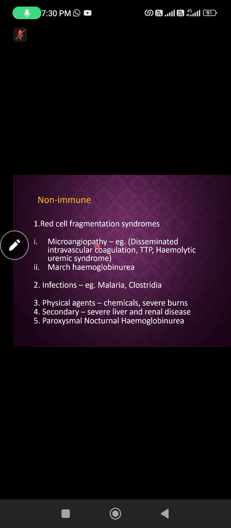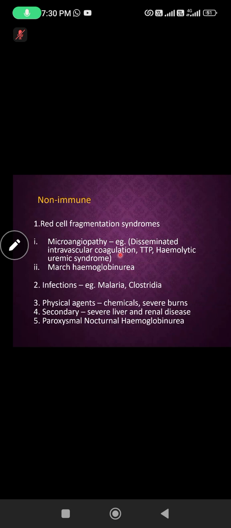So such destructions are known as microangiopathy, microangiopathic hemolytic anemia. Destruction of red blood cells inside blood vessels because of physical barriers, so physical obstructions. Examples include DIC, disseminated intravascular coagulation.